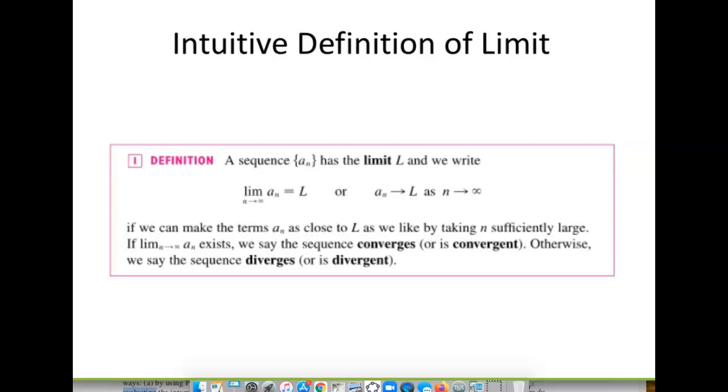All right, intuitive definition of limit. A sequence a_n has a limit L, and we would write that as the limit of a_n as n approaches infinity equals L. I prefer this one. This one is nasty looking to me. I don't like it. But they mean the same thing. If we can make the terms a_n as close to L as we like by taking n sufficiently large.